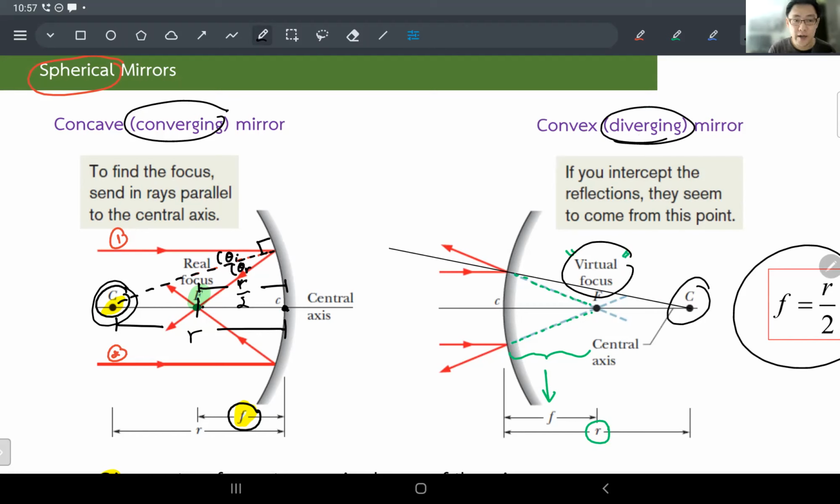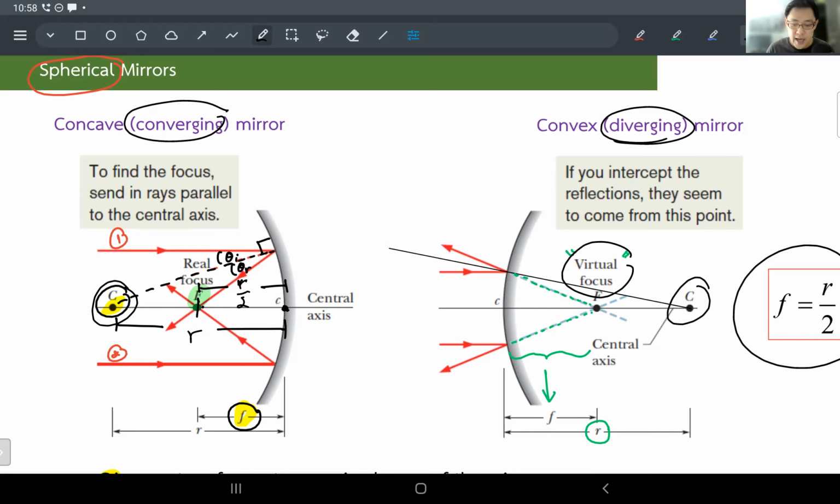The one on the left, you can call it a concave mirror. The one on the right, you can call it a convex mirror. But to me, it might get confusing sometimes. Concave is kind of like curving away from you, and convex is like curving towards you. But just to be clear, converging and diverging seems to be the easiest way to distinguish between these two types of mirrors.